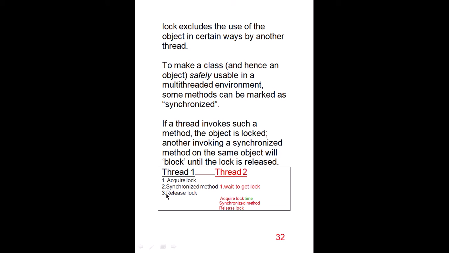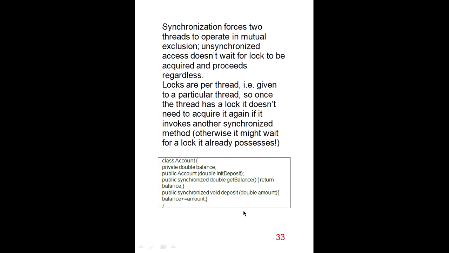When we finish, we can release the lock. And thread 2 simply will have to wait until it can obtain the lock, and when it acquires the lock, it executes a synchronized method, and then finally releases the lock. So synchronization forces two threads to operate in mutual exclusion. That's the heart of the matter. That's the thing that we need to understand. Unsynchronized access doesn't wait for a lock to be acquired and proceeds regardless.